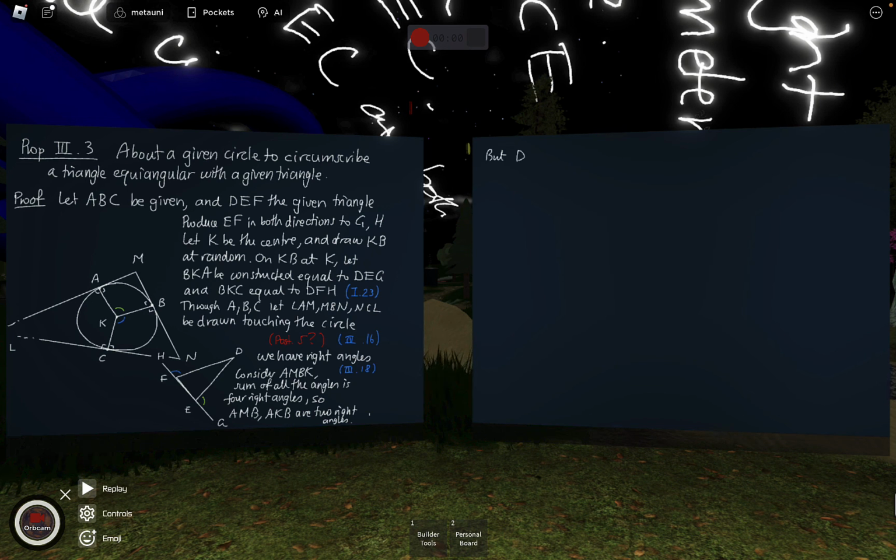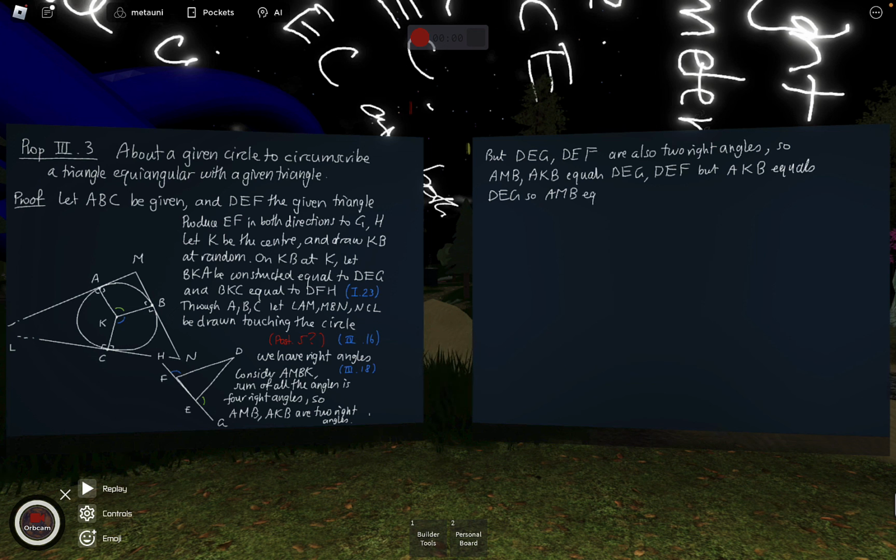But DEG and DEF are also 2 right angles. I won't cite the proposition, it's just proposition 1.13. Okay, so what does that mean? It means that AMB plus AKB equals DEG plus DEF. But we knew by construction that AKB equals DEG. So subtracting gives AMB equals DEF.